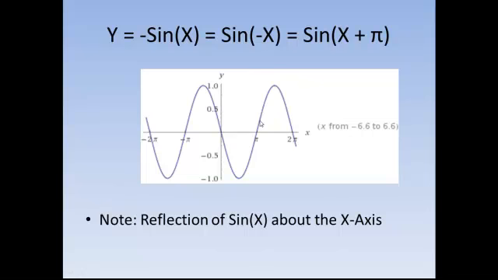They're different, and for sin x plus pi, the curve is being shifted to the left by pi. So the sin x curve usually starts from here and it shifts to the left by pi. That means it's starting from minus pi and ends up with the same shape. So for the sine curve, y equals minus sin x is equal to sin minus x, and that is equal to sin x plus pi. So the thing to note here is the whole thing is a reflection of sin x about the x-axis.